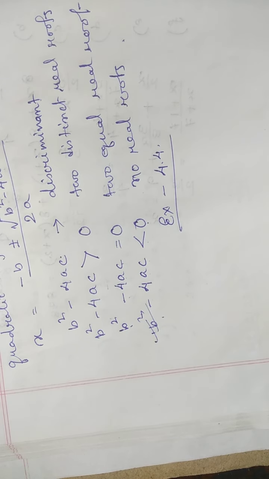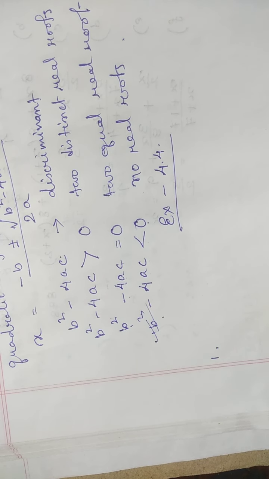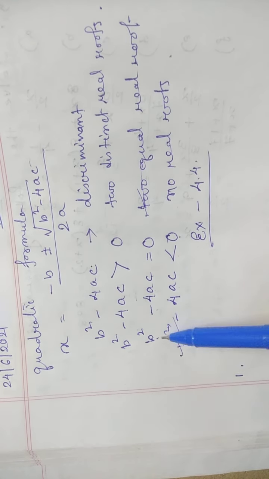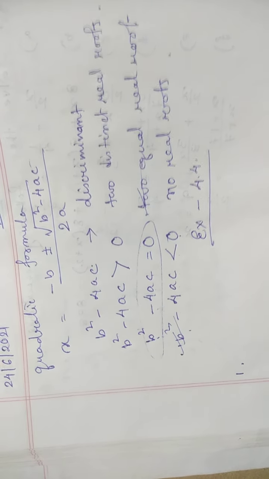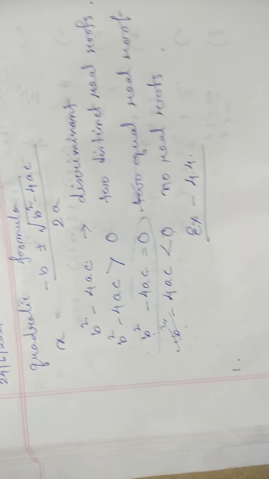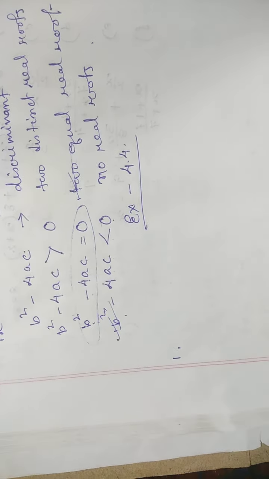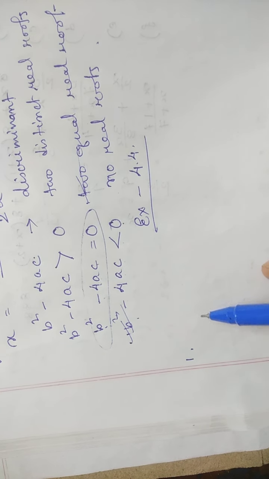Exercise 4.4, question number 1. What is given? Find the nature of the roots of the following quadratic equations. If the real roots exist, find them. If you find that the roots are real, then you have to find the roots. So how can you check it? The nature of the roots.